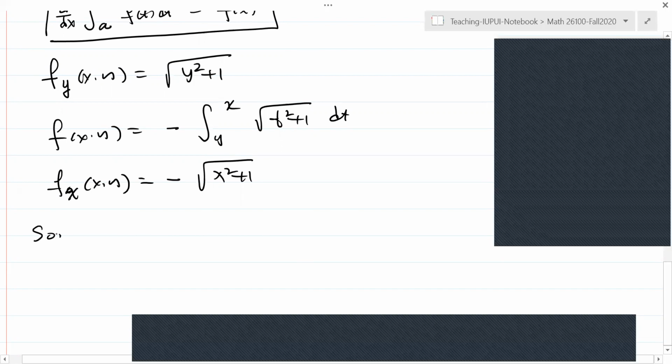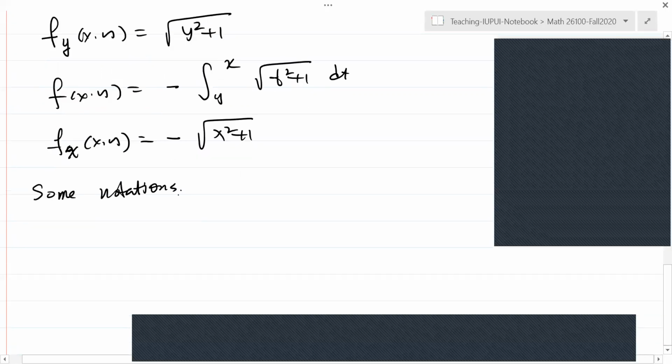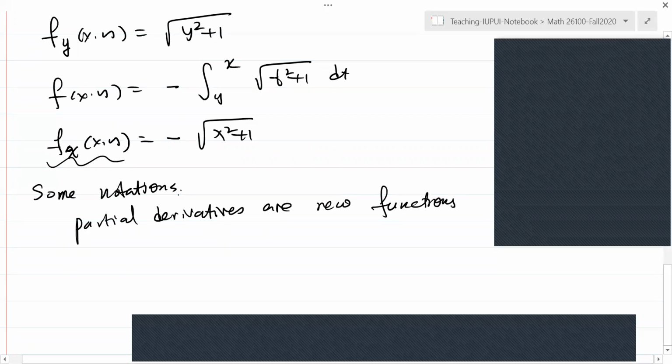We're going to go over some notation. As you can see, this is a new function, a new formula. f sub x is actually another function when you differentiate. When you get a derivative f sub x, the partial derivatives are functions. Partial derivatives are a new function.